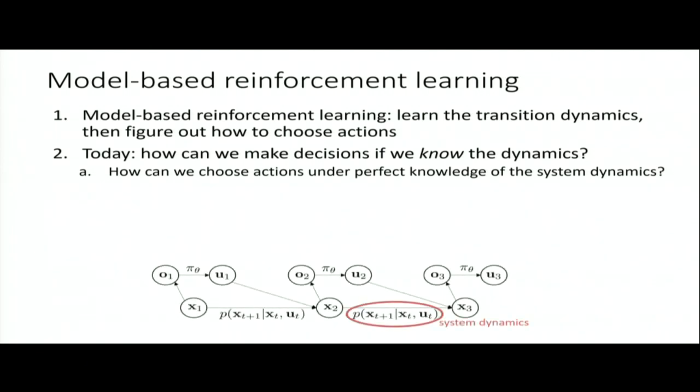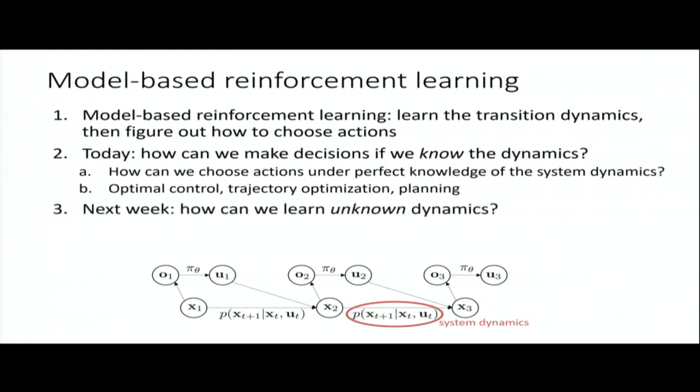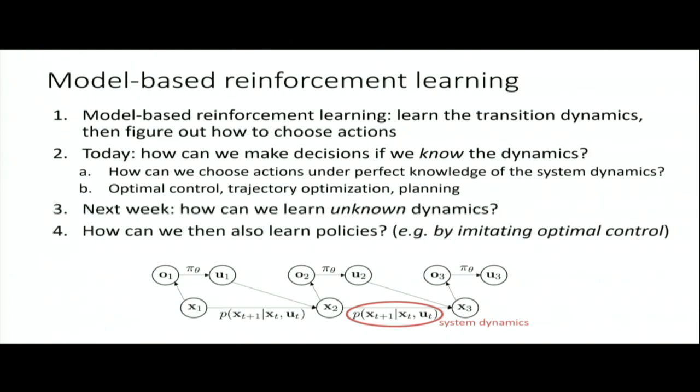Well, this is this part, so if you remember this Bayesian network that I drew in the second lecture, we have states, actions, observations, and I'm using slightly different notation here, but hopefully all of you can figure that out. And the transition dynamics are this thing. It's what gives us the probability of the next state given the current state and action. This is the problem solved by optimal control, trajectory optimization, discrete planning. They're all basically solving some variant of this problem, given known dynamics, figure out how to choose the actions. And then next week we'll talk about the unknown dynamics, and then after that we'll talk about how we can learn policies, how we can learn this thing.